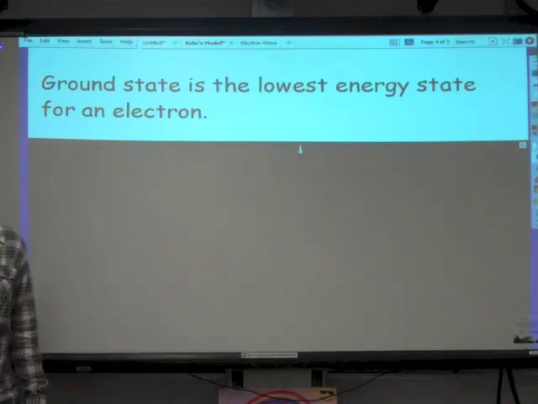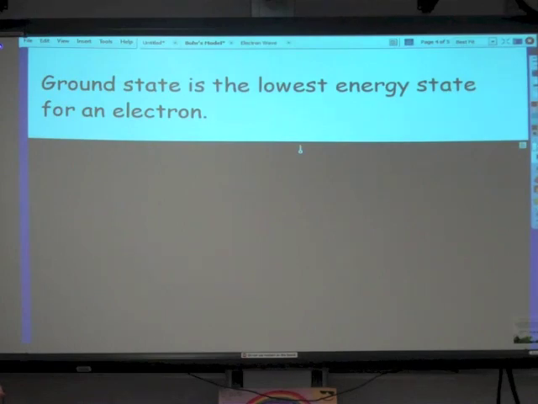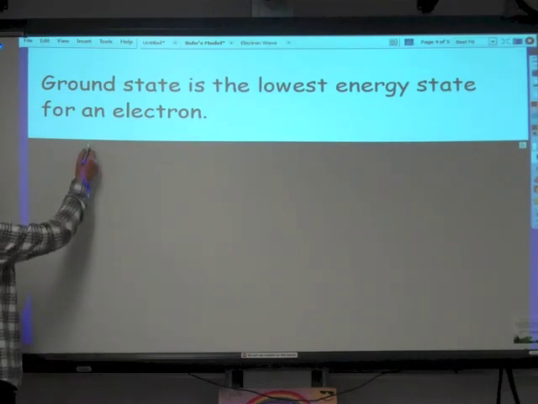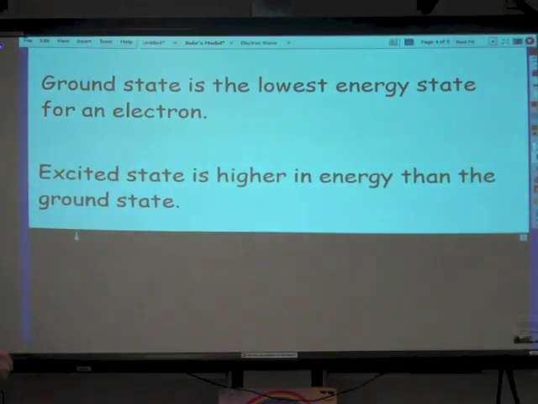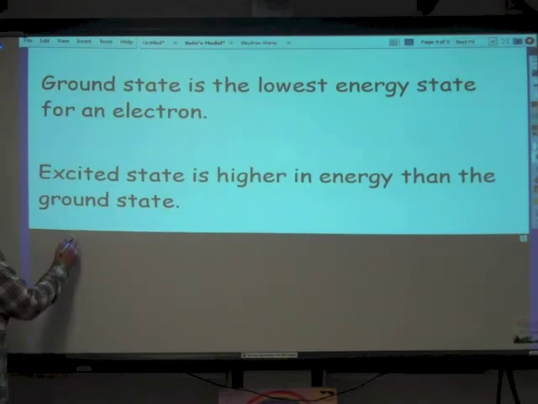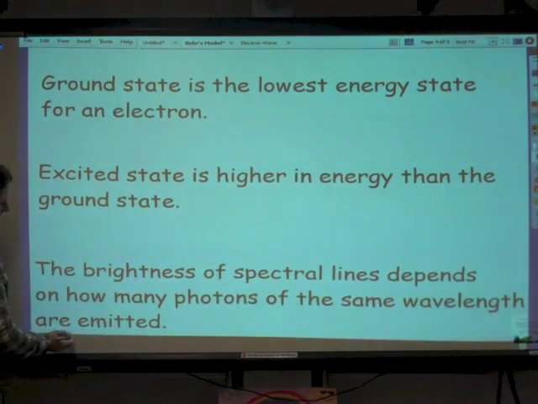So a little vocabulary. Ground state is the lowest energy state for an electron. And excited state is higher in energy than the ground state. And last but not least, the brightness of spectral lines depends on how many photons of the same wavelength are being emitted.